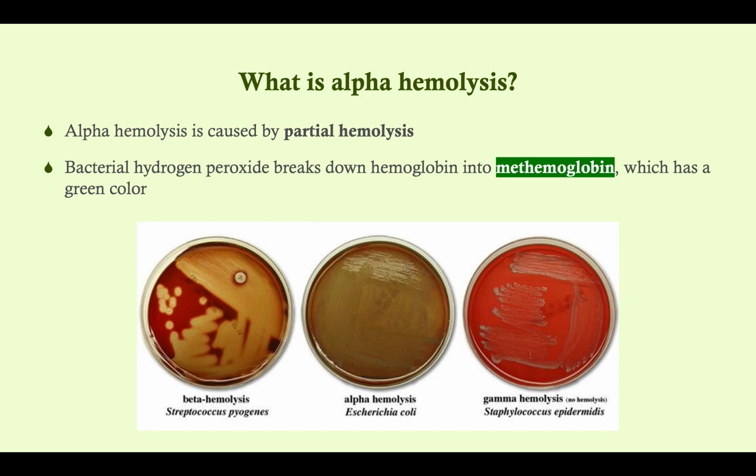So what happens is that the red blood cells kind of leak out some of their material, one of those things being hemoglobin, and then hydrogen peroxide within the bacteria will break the hemoglobin into methemoglobin, and methemoglobin has a green color, so you can see that right here. And alpha-hemolytic strep are not the only alpha-hemolytic organisms, but if you know it's strep and you know it's alpha-hemolytic, then you've got it narrowed down, right?